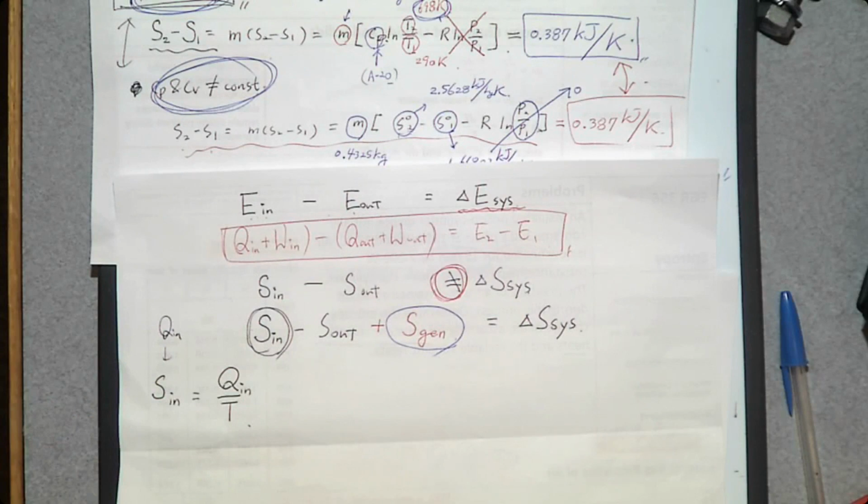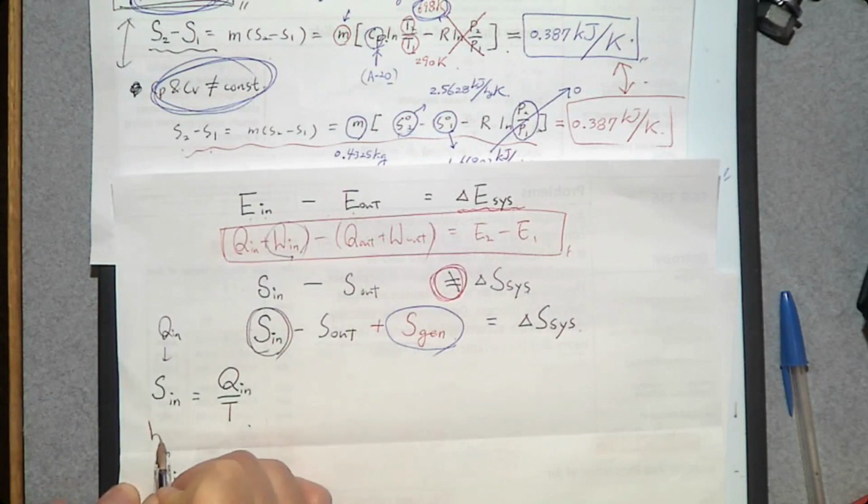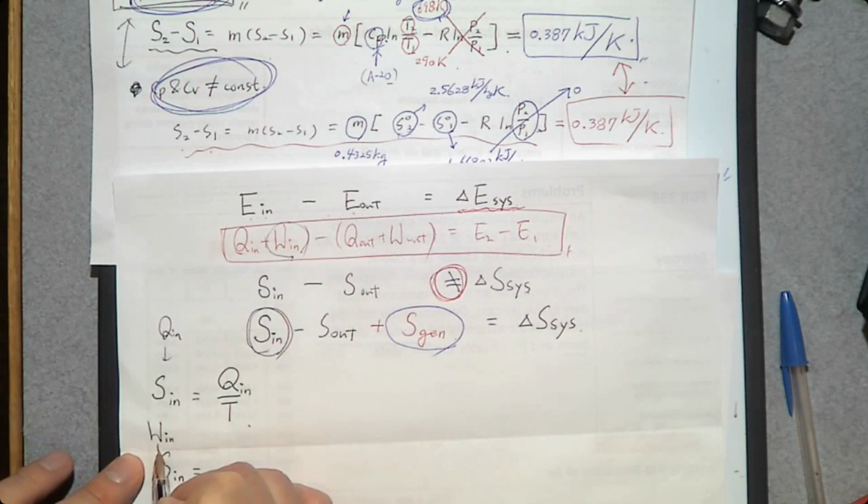Then what about entropy transfer by work, W in? The entropy transfer that goes into a system due to energy transfer by W in is going to be 0. So when there is an entropy transfer by heat, we use Q in over temperature. When there is energy transfer by work, the entropy transfer is going to be 0. So that's how we make the entropy balance equation.